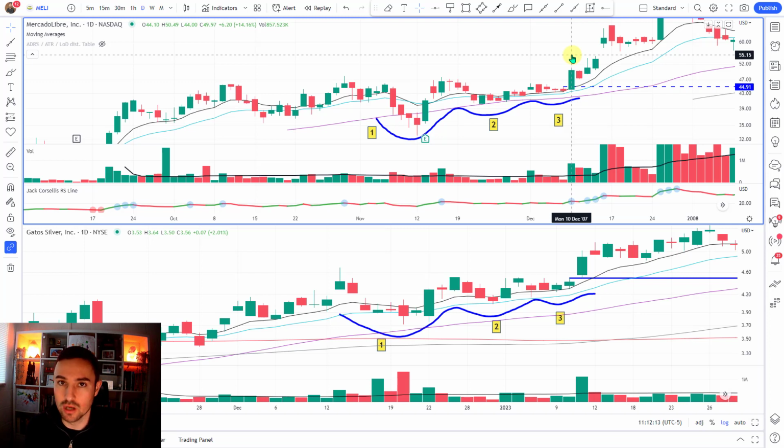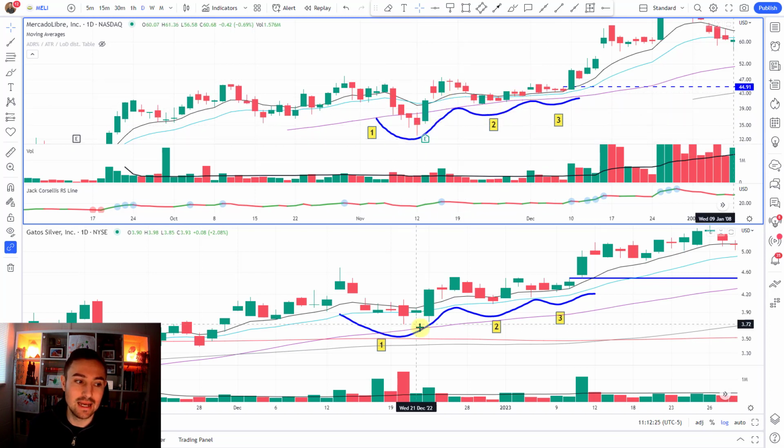So let's just do an overview first and then we'll start going into the weeds a little bit more. Both of them have three contractions that build higher lows. With Melly here, we have one contraction rally, second contraction rally, third contraction rally, and similar with Gatos Silver. Each of them also have a shakeout type bar, or collection of shakeout type bars, coming through with strong reversals.